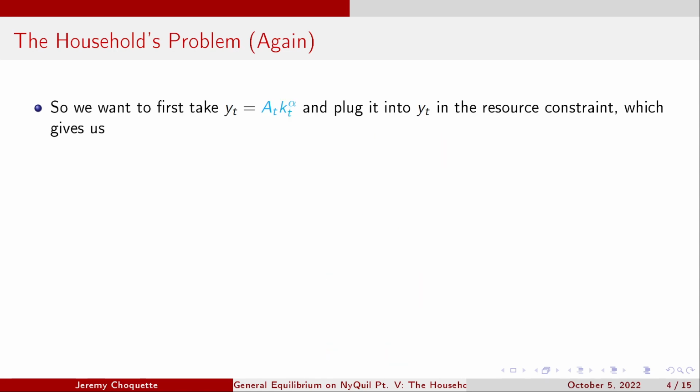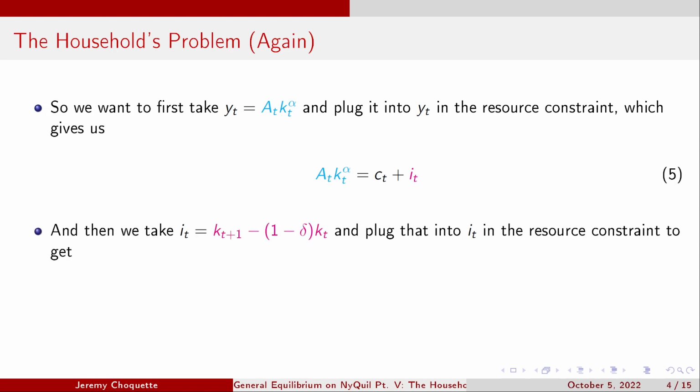So we went through this last time, but hey, practice makes perfect. Let's take y equals A times k to the alpha and plug it into y in the resource constraint, which gives me this. Right? So all I did was switch out A times k to the alpha with y. So now I've got that equals the sum of consumption and investment.